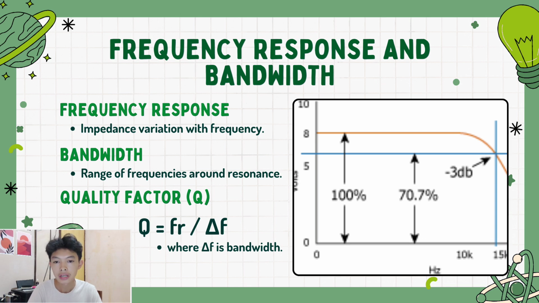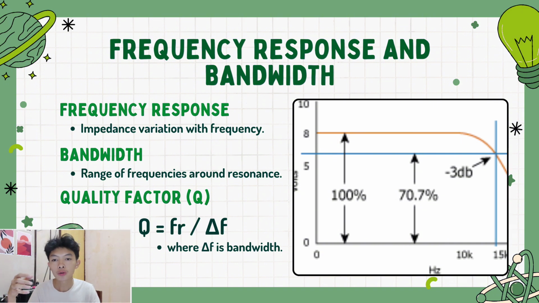Frequency response shows us how the impedance changes as the frequency changes. So at the resonant frequency, the impedance is the lowest. Okay, the bandwidth is the range of frequencies around the resonant frequency where the circuit works well. So it's like a sweet spot where everything works best.